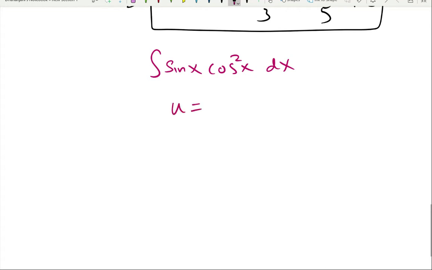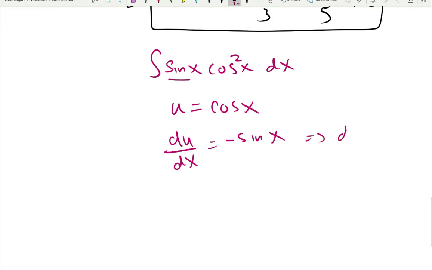Think about that. u is, yes, you guessed right, it's cosine, because even though we explicitly didn't split here, sine x to the power 1, we treat it like we have split it. Okay, so u is going to be cosine. We assume that sine x is split already. So du over dx is negative sine x, it will cancel out this sine x, right? So dx is du over negative sine x.